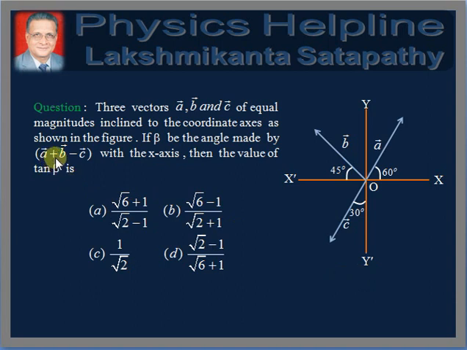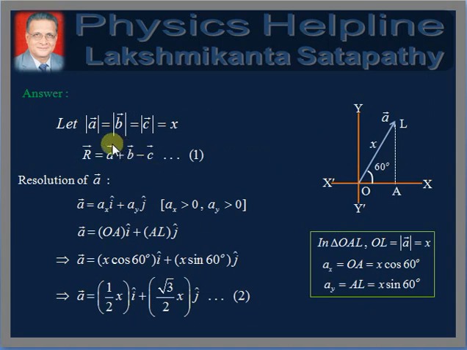Now consider the vector A plus B minus C. If this vector makes angle beta with the positive x-axis, then we are required to find the value of tan beta. The options are given in the question. We are required to find the correct option.